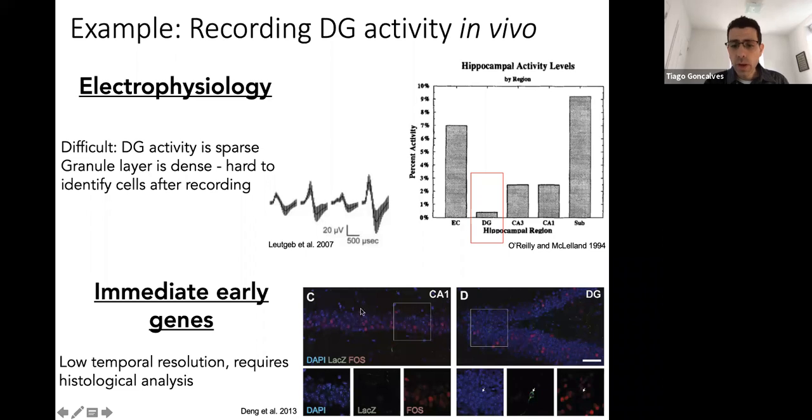So, if you can see my cursor here, this is the granule layer of the dentate, sorry, this is CA1, but this is the granule layer of the dentate gyrus. You see that this is a highly dense area with a lot of neurons. And here you have activity level comparisons at any given time in the hippocampus. You compare, for example, entorhinal cortex, area CA3, CA1, subiculum, and you see here that in the dentate gyrus, less than 0.5% of all cells are active.